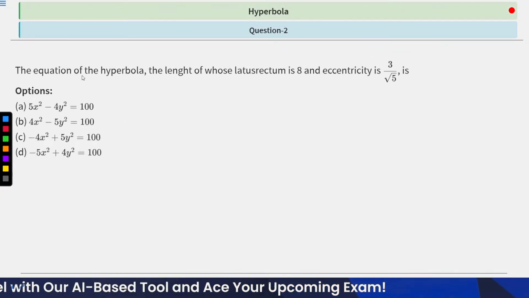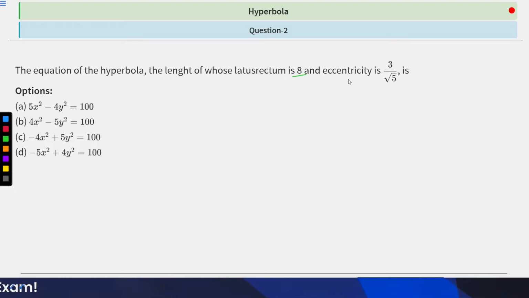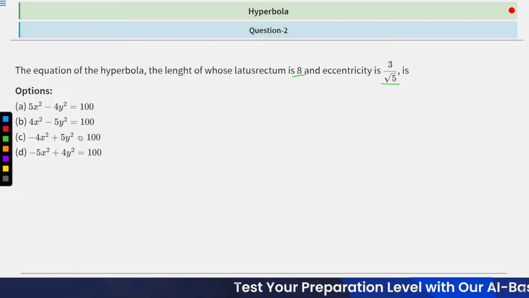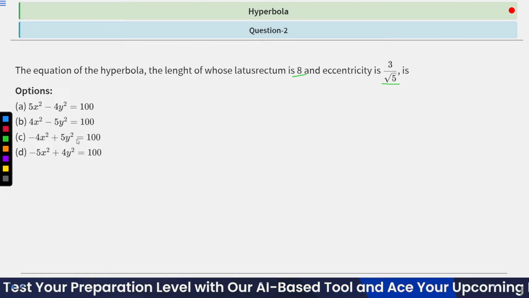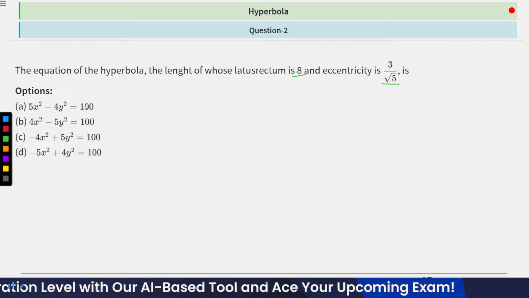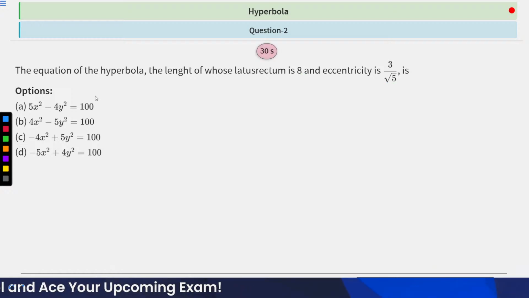Now the second question: the equation of the hyperbola with the length of latus rectum 8 and eccentricity 3 by root 5. You have to find out among these four equations which one will be the equation of the hyperbola which satisfies the given conditions. Okay, so you will have 30 seconds. Please try. So your time starts now.